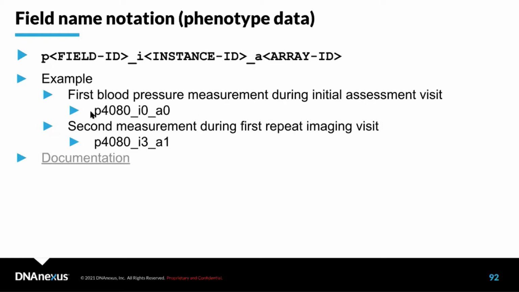So this is an example that takes you through blood pressure measurements. This is the very first blood pressure measurement during the initial assessment visit. Because it's the initial assessment visit, it's labeled as instance 0. And then the very first measurement is going to be array 0. Again, we want to point you to the documentation. If I forgot to mention it, these slides will be available to you.